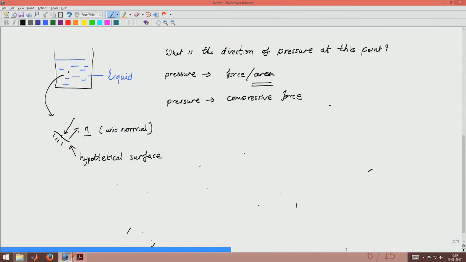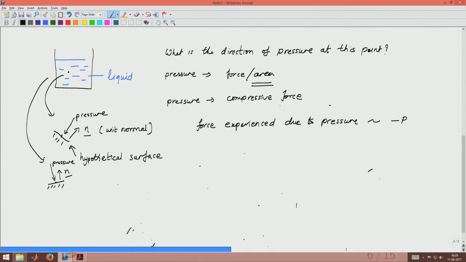Now, at the same point, if I draw another hypothetical surface whose unit normal is of course different, again the pressure on that point will be opposite to the unit normal vector. So, therefore, this is also pressure. Basically, pressure is opposite to whichever surface we are writing, and so the force which is experienced due to pressure is given by minus p times n. This says that the direction of pressure is opposite to the surface normal.